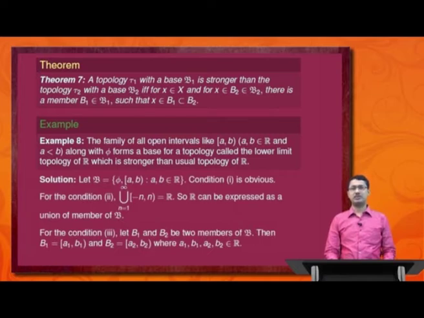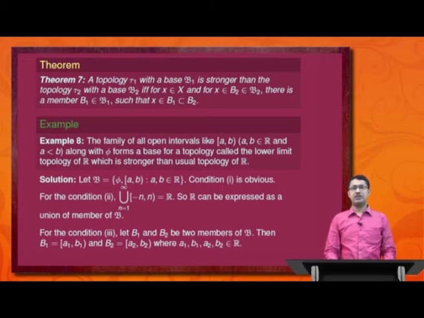Then condition 1 is obvious, because phi belongs to script B. For condition 2, the union over n equal to 1 to infinity of [-n, n) is equal to the real numbers. It is very simple: putting n equal to 1 gives [-1, 1), if n is equal to 2 it is [-2, 2), and so on. You get the whole real line R. So R can be expressed as a union of members of B.